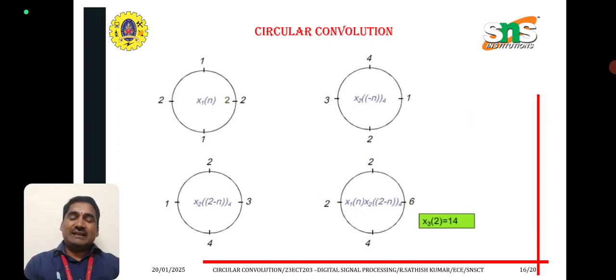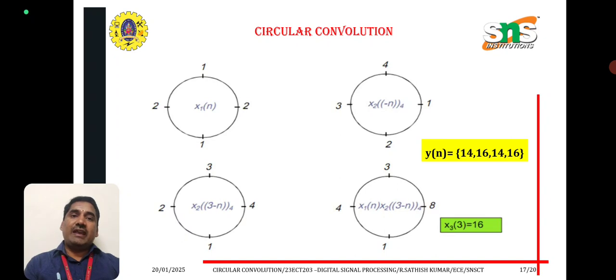Now, there is no change in x1 of n. x2 of minus n is already done. It is shifted by two positions in the anti-clockwise direction. Now we multiply 2 into 3, 6. 1 into 2, 2. 2 into 1, 2. 4 into 1, 4. 6 plus 2, 8. 8 plus 2, 10. 10 plus 4, 14. x3 of 2 is equal to 14.